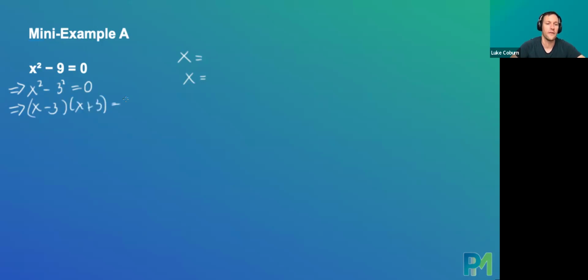And then we have two things multiplied by each other to give me this thing. So either the first thing is equal to 0, in which case x is equal to 3. So that's my first answer. Or the second thing is equal to 0, in which case x is equal to minus 3.